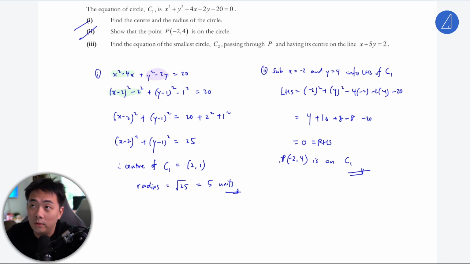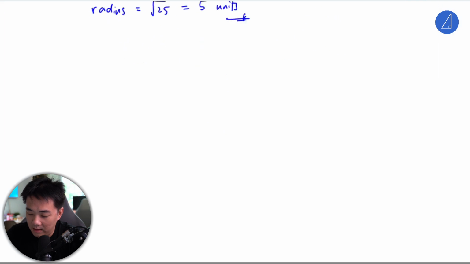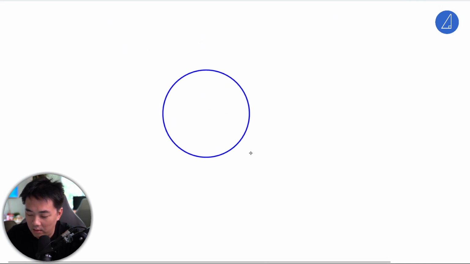Find the equation of the smaller circle C2 which passes through P and has its center on this line. Okay, so C2 passes through P. We have C1, whose center is (2, 1). Sometimes if you're not sure what to do, just draw it out. The radius is 5 units, not an issue.